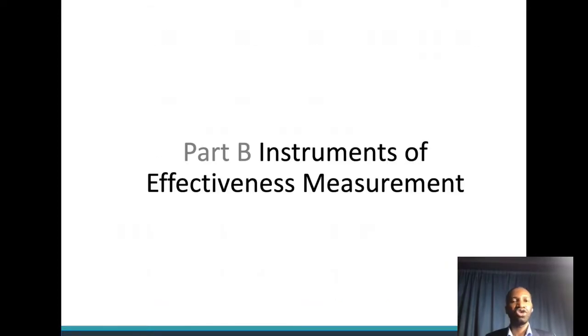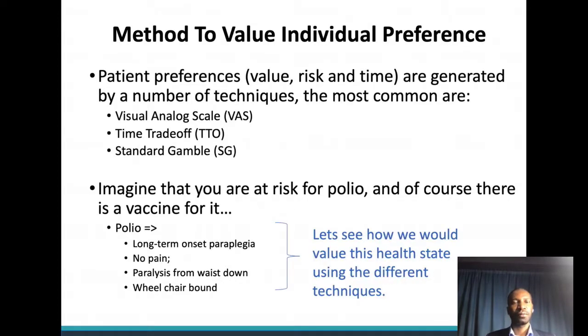Now let's discuss instruments of effectiveness measurement. There are many methods to value individual preferences. Patient preferences such as value, risk, and time are generated by a number of techniques. The most common are, for example, visual analog scale or VAS, time trade-off or TTO, and standard gamble or SG.